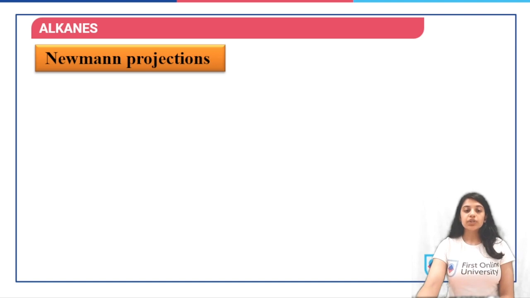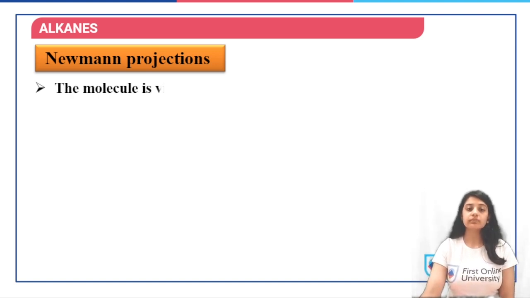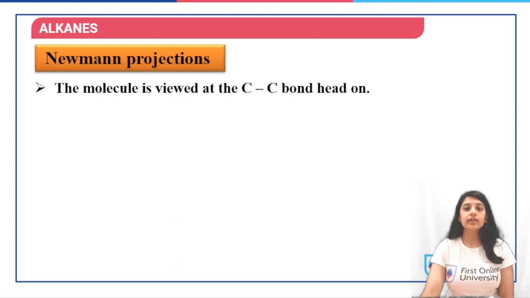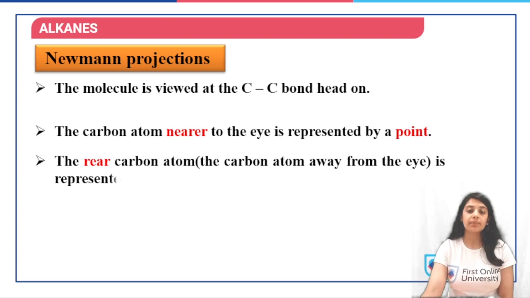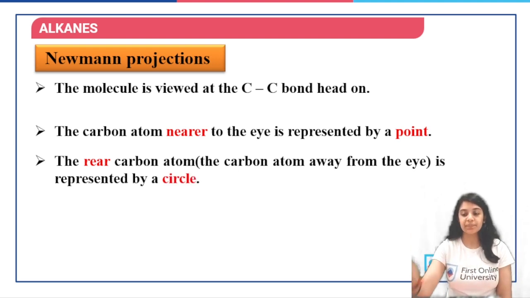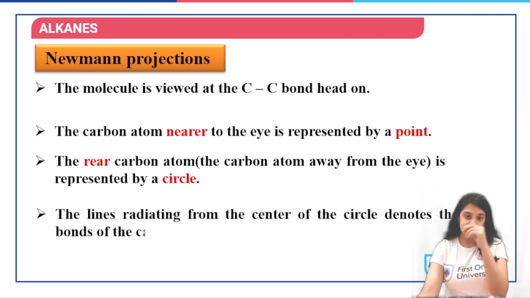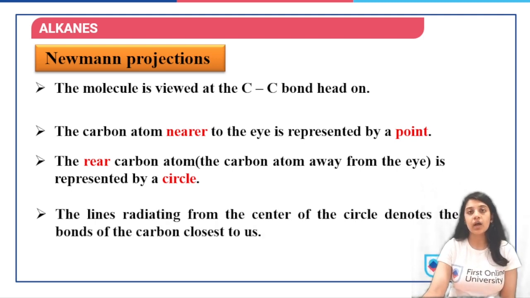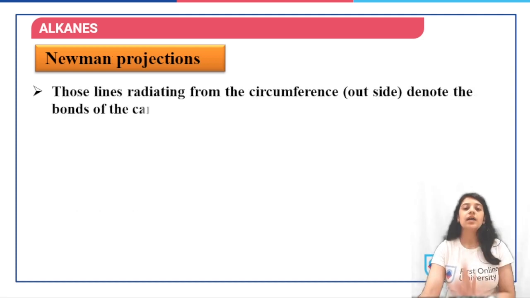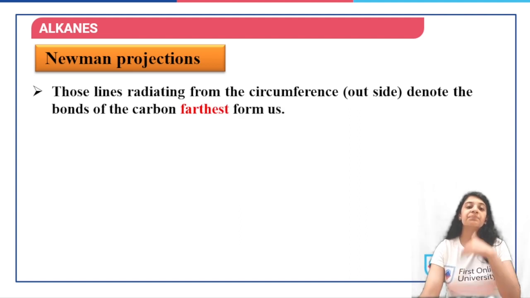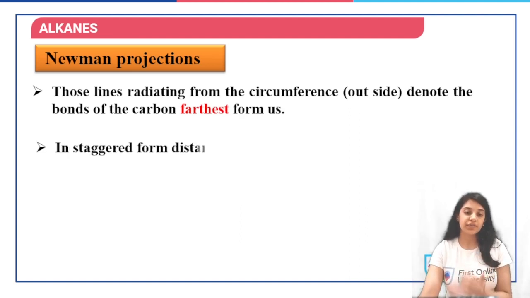Now let us talk about Newman's projections. The molecule is viewed at the carbon-carbon head-on. The carbon atom which is nearer to the eye is represented by a point, and the carbon atom that is far away, that is the rear carbon atom, is represented by a circle. We've already talked of this. This is just a repetition. The lines which are radiating from the center of the circle are going to denote the bonds of the carbon that is close to us, and the lines that are originating from the circumference of the circle are going to denote the bonds that are to the carbon atom farther away from us.